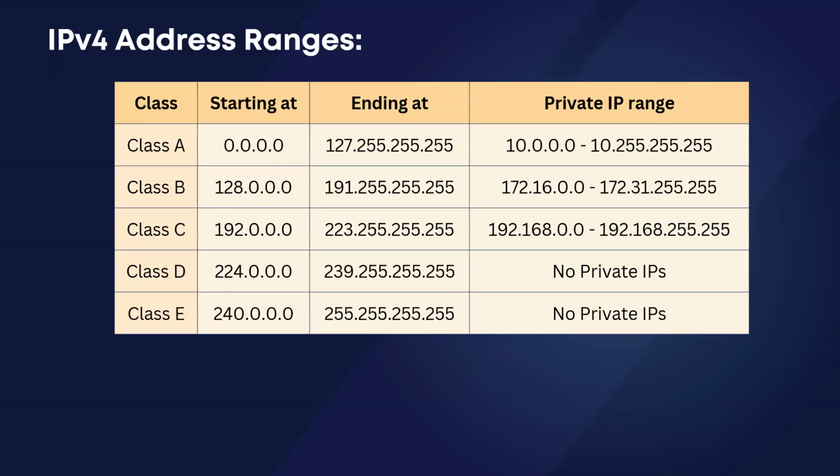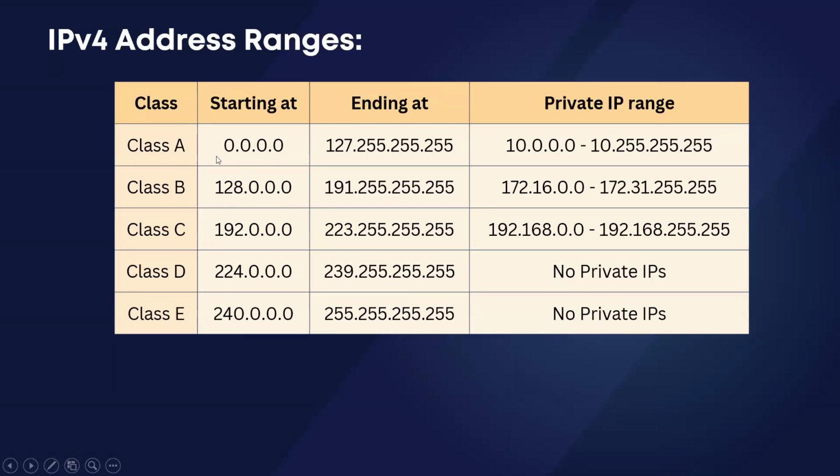There's a very simple trick to remember it. Don't look at this table and get confused or worried. All you have to do is remember just 4 numbers and you'll get this entire table. So class A starts at the first IP 0.0.0.0, and class E ends at the last IP 255.255.255.255. These IPs are already known to us.